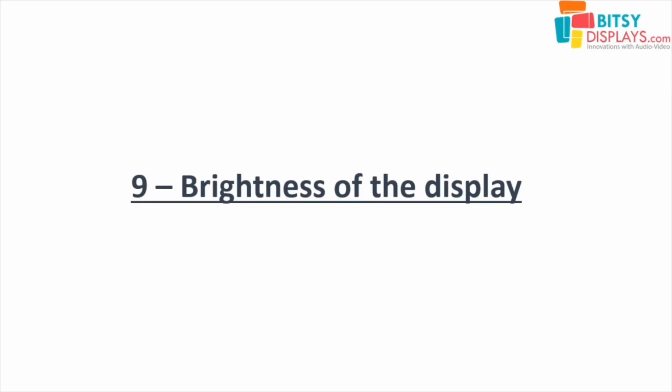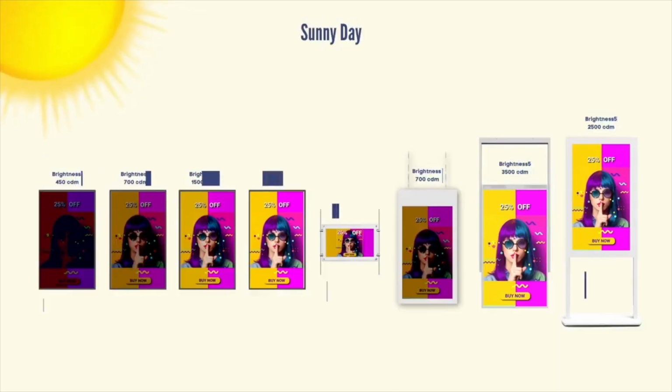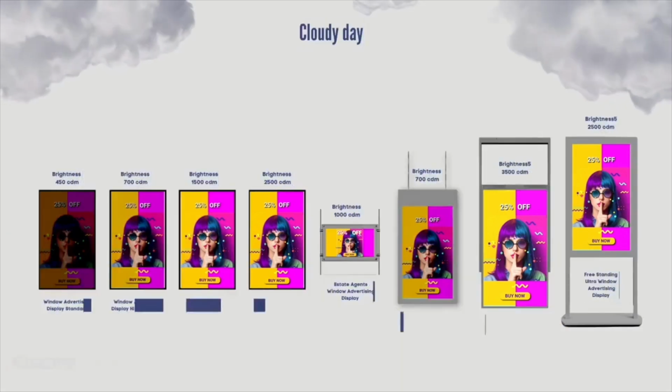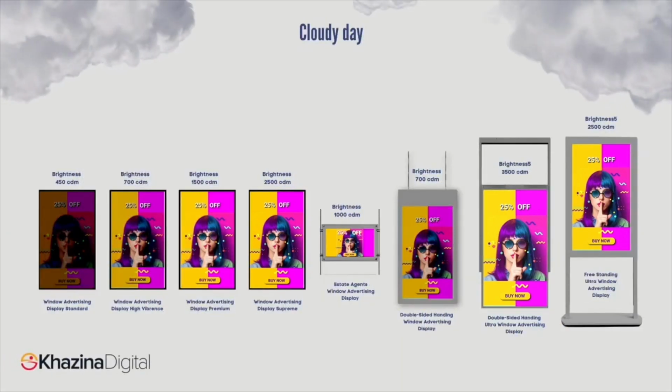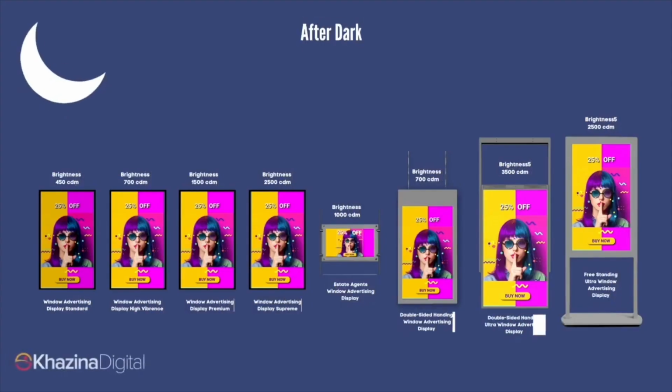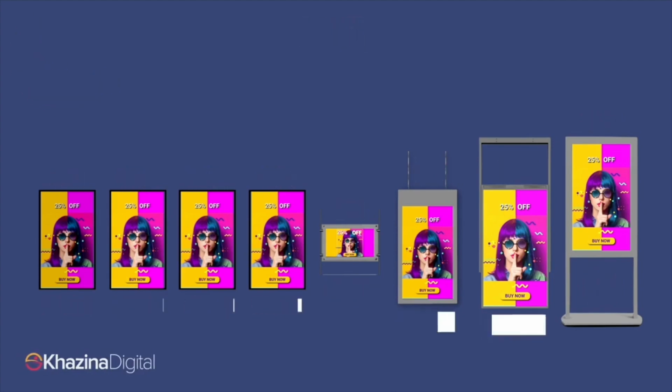9. Brightness of the display. If the ambient light is high, then normal 350 nits commercial display will look dull. You have to opt for 500 or 700 nits display, and if the display is facade facing, then you need to have a display with 1500 nits. You need to watch a video of our brightness to know more. I will share you the link at the end of this video.